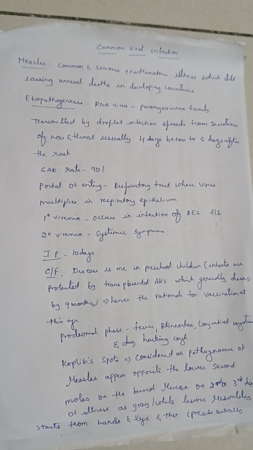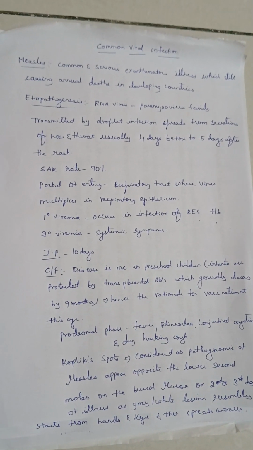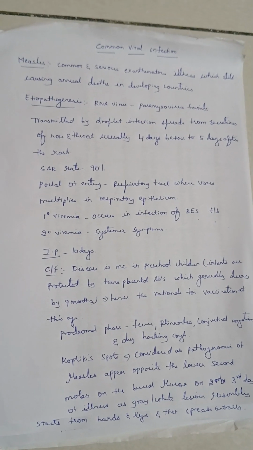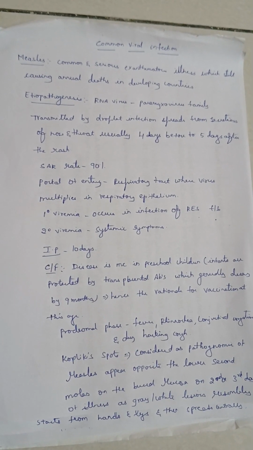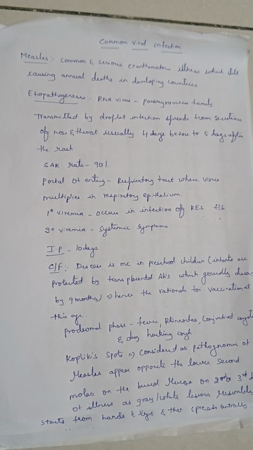Primary viremia occurs with infection of the respiratory reticuloendothelial system, followed by secondary viremia, which is usually seen as systemic symptoms. The incubation period of measles is 10 days.